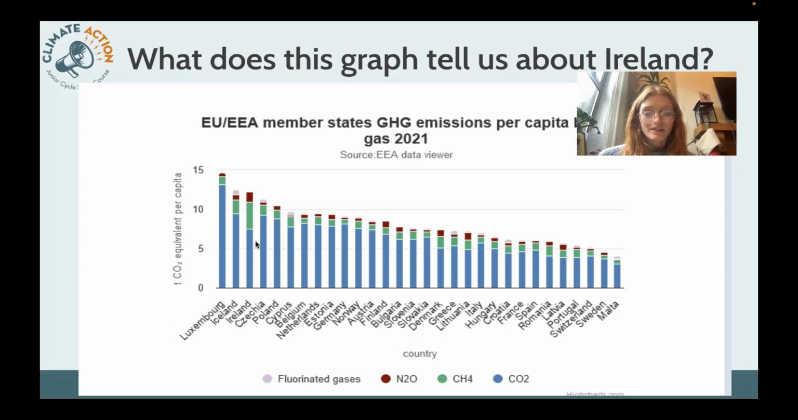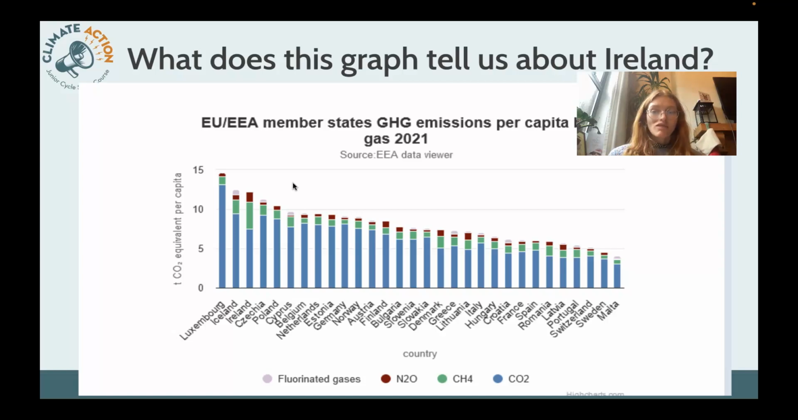What's also interesting here is our amount of CO2 is quite high proportionately. Our amount of methane is the highest in Europe proportionately. And our amount of nitrous oxide is the highest in Europe proportionally, and that's due to our agricultural industry. And we don't have fluorinated gases, because we don't really have heavy industry in Ireland. So we've got a very strong agricultural industry, but we don't have heavy industry. That's a conversation you can have with your students.